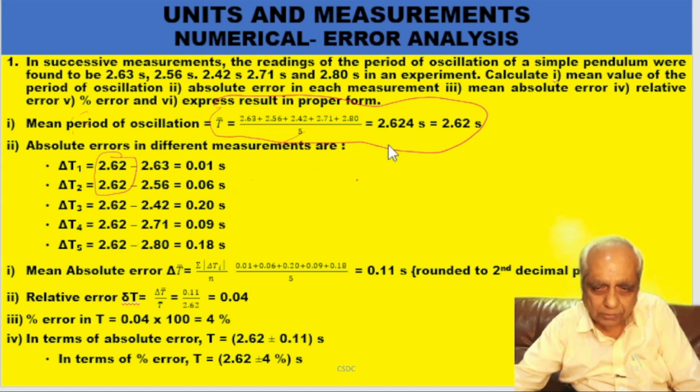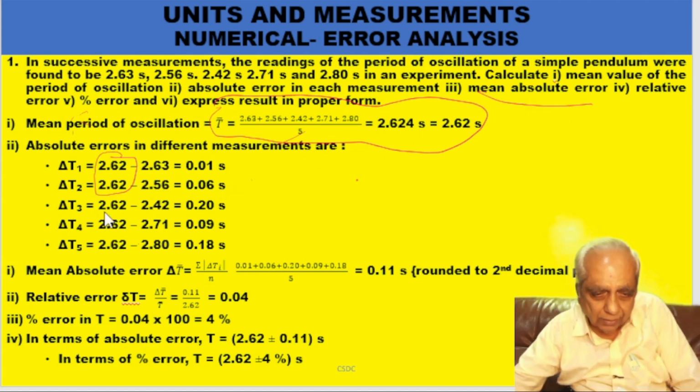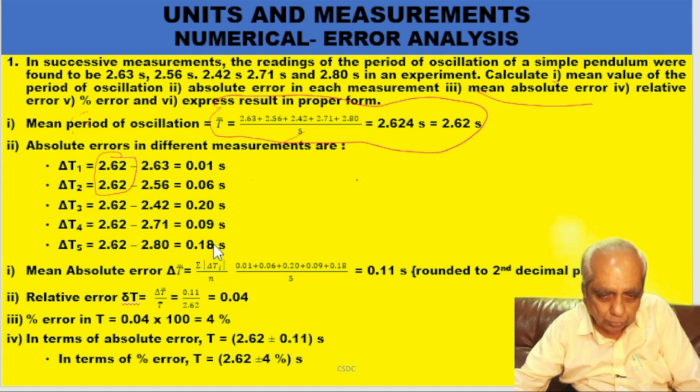Now I have to calculate the mean absolute error. So I should add all these errors and divide by 5. Here I have written the formula. I have to add all the 5 readings of errors and divide by 5. I have to round to 2 places because we are taking the reading in 2 decimal places. My second place is also a place of doubt, so there is no point in taking the third or fourth places. So when I divide, I should round to 2 places.